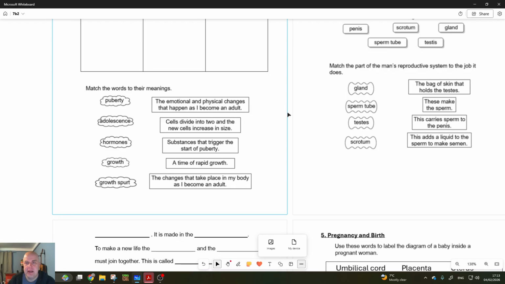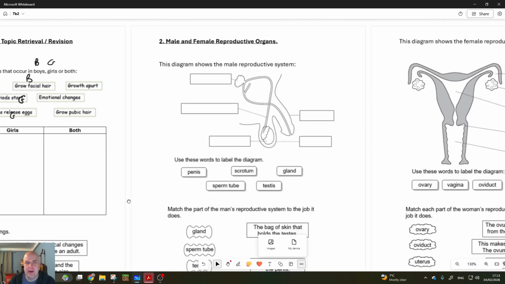Now we have a cheeky join up the things here. So we've got to remember that puberty is the changes in our body, whereas adolescence is the emotional changes as well. Now, hormones are chemical messengers that trigger the start of puberty. Growth is when cells turn into more cells, and a growth spurt obviously is a time of rapid growth. Lots of biology stuff to remember there.